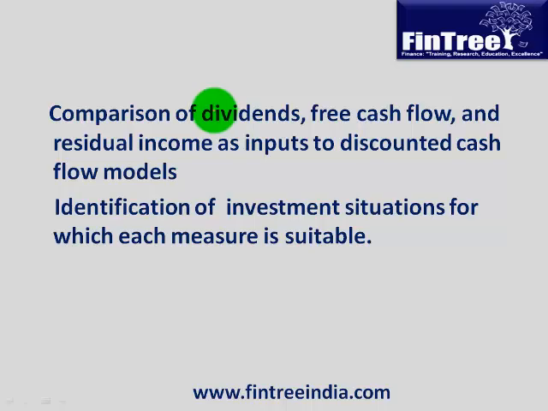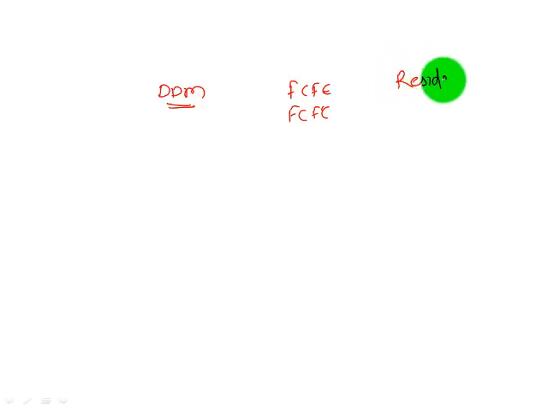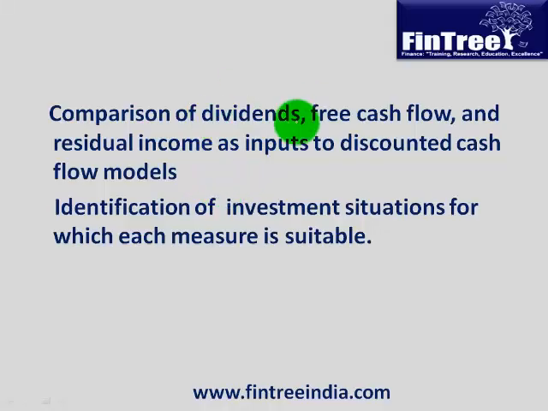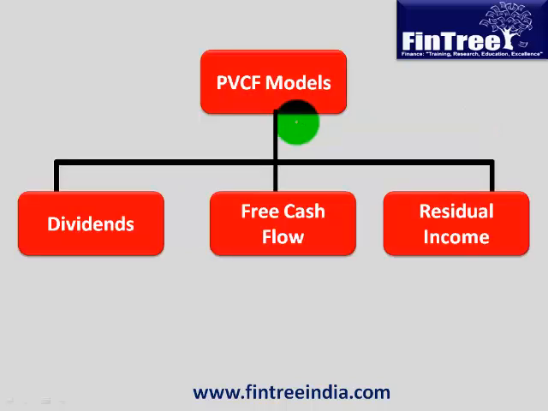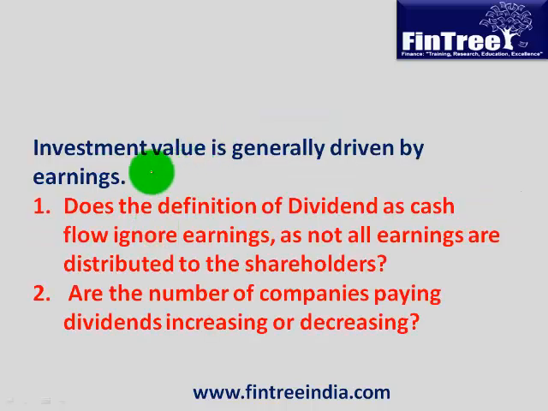Now, in discounted cash flow, previously we saw there were three approaches. One was the dividend discount model, then free cash flow, and then the last one was residual income. All these are discounted cash flow approaches. So we just want to find out which one is to be used when, and what significance it possesses here. So let's start with dividend first.